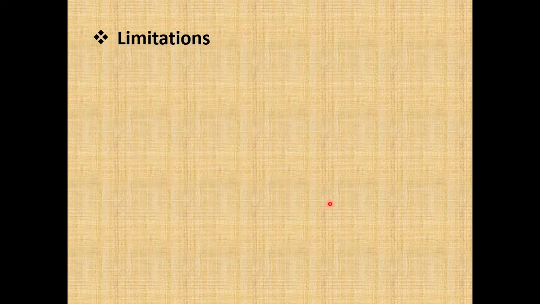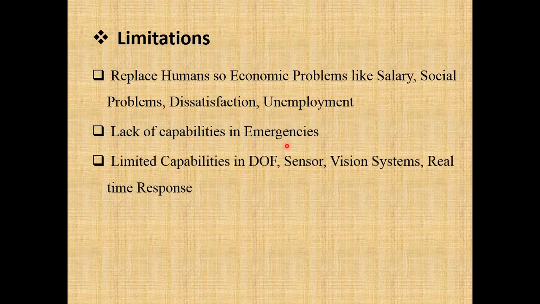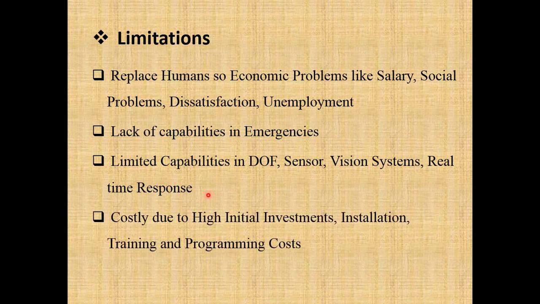Now, what are the limitations of the robot? Robots replace humans, so there will be economic problems like salary, social problems, dissatisfaction, and unemployment. It has a lack of capability in emergency conditions; a human can perform different operations simultaneously, but a robot lacks capability in emergencies. Next, robots lack capability in degrees of freedom, sensors, vision system, and real-time response. And robotic systems are costly due to high initial investment, installation cost, and training and programming cost.